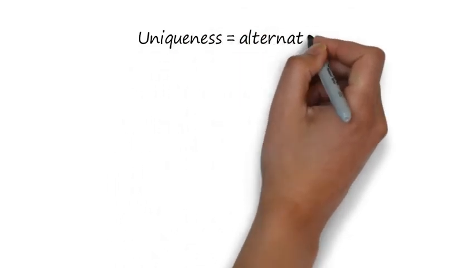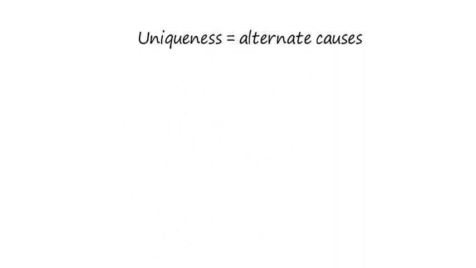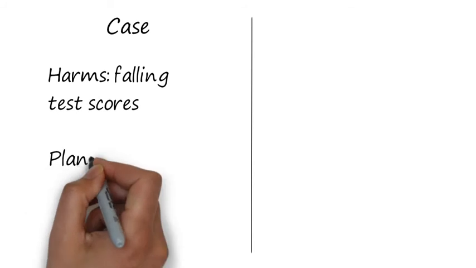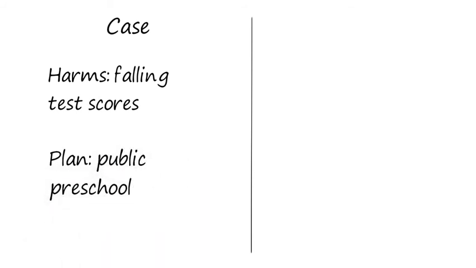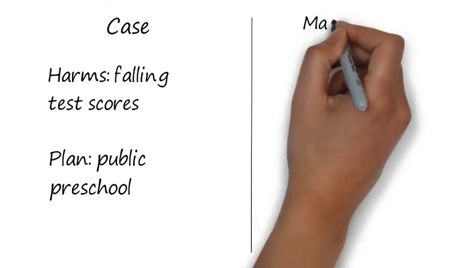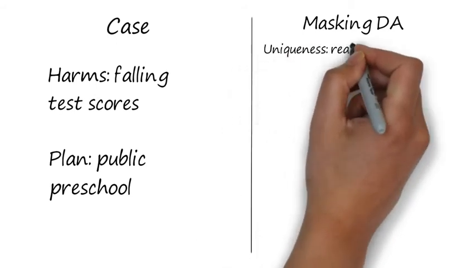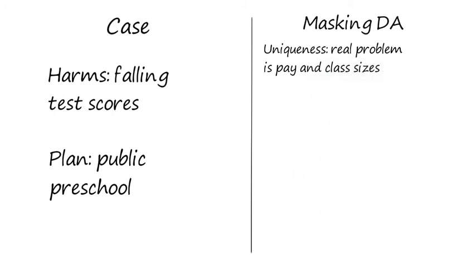So, in order, the uniqueness argument typically requires that the debater point out alternate causes to whatever the problem is. So, for the education case, the problem might be the falling test scores of United States students, and the plan could be to include public pre-kindergarten for all children. The negative has ample ability to argue that there are several things that influence education scores other than pre-K. Things like teacher pay, class sizes, emphasis on the arts, just to name a few.